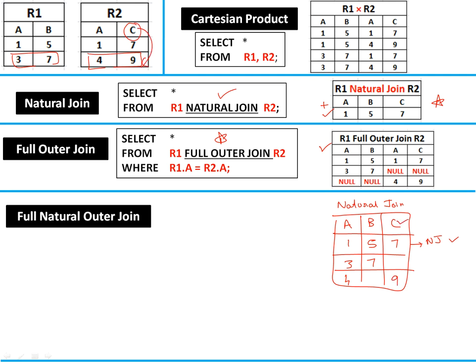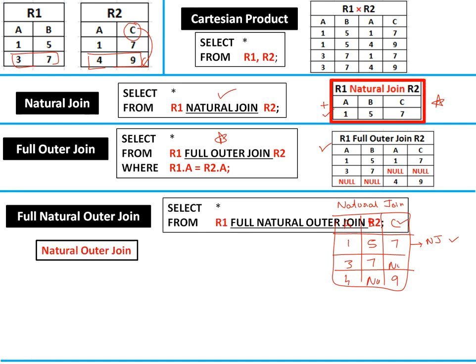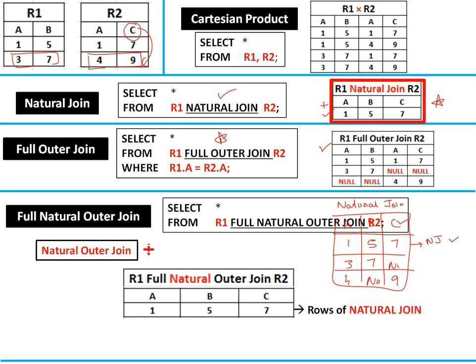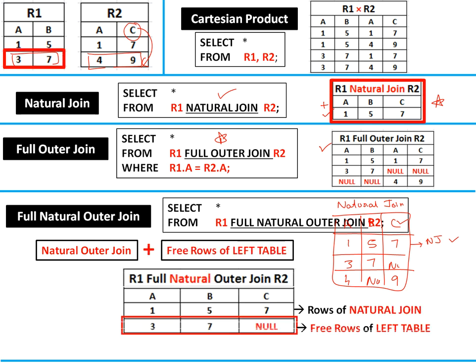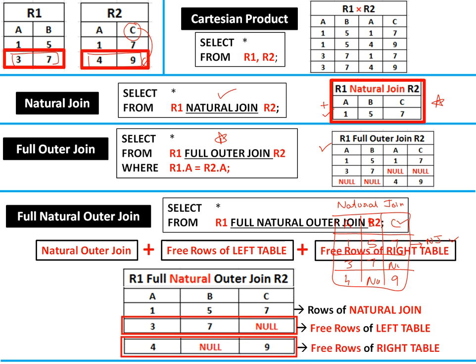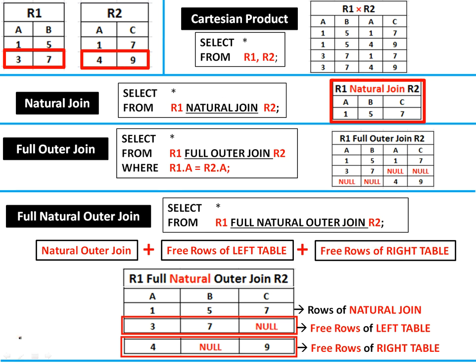The only thing is common column will come only once. This one will be null. This one will be null. Natural join plus outer join, free rows of left table plus free rows of right table, guys, is full natural outer join. So, whenever you give this kind of queries, don't confuse, guys. Everything is an extension to equijoin. Equijoin matched rows plus free rows of left table, that will be left outer join. Free rows of right table, that will be right outer join. Combine both, full outer join.